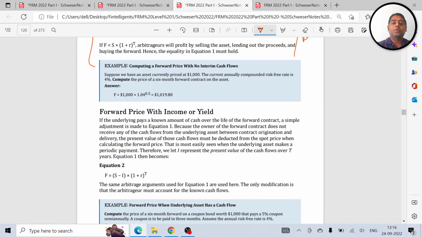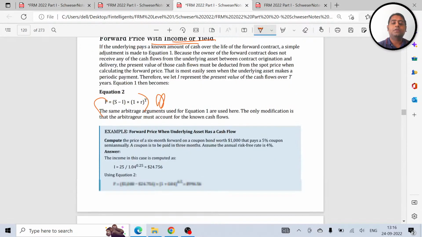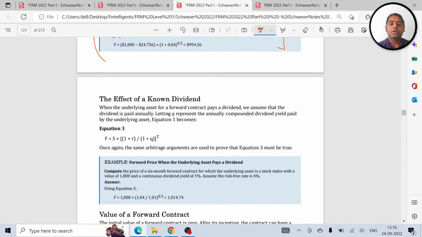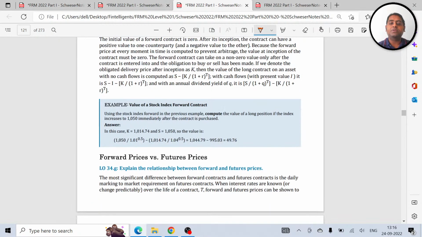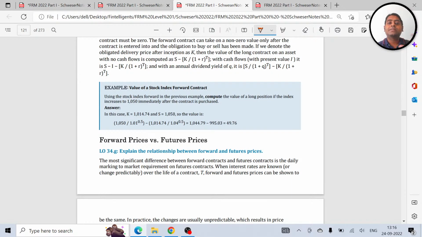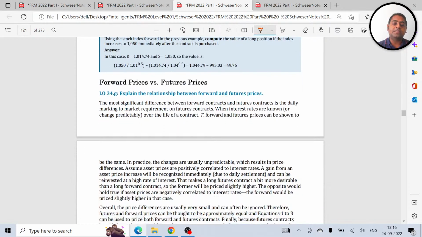With income, important. You can expect a question, direct question. Effect of yield is also important. Value of forward contract, I don't think so they will ask you. This will make the question slightly big. So I don't think so they will ask you.